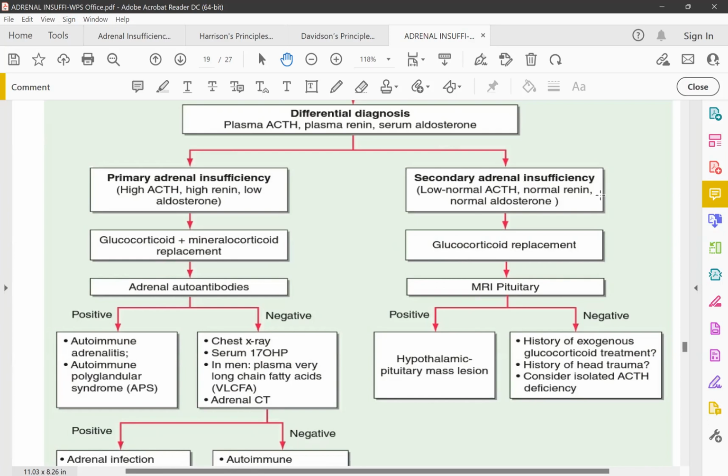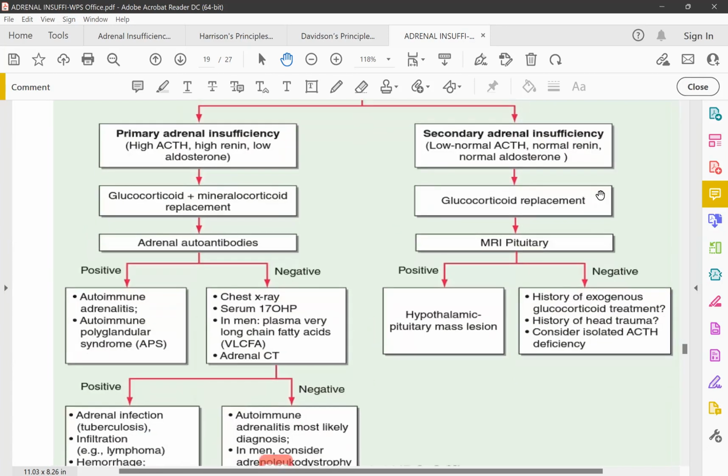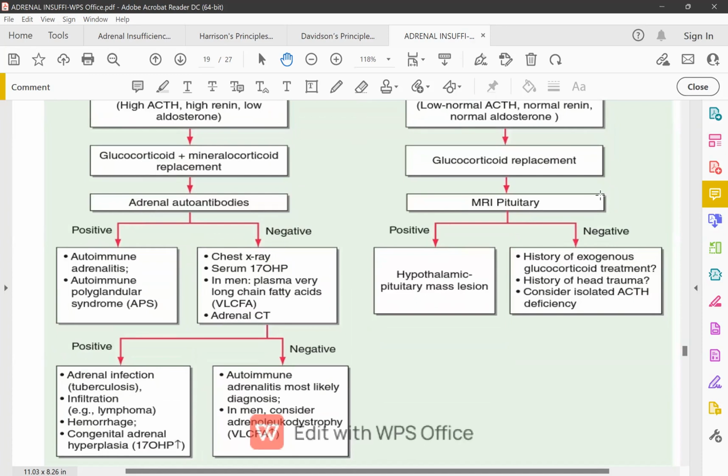If it is autoimmune, antibodies are negative, of course you exclude tuberculosis with a chest X-ray and congenital adrenal hyperplasia with 17-OHP, and then do the very long chain fatty acids in men for a specific condition, that is VLCFA. And then you do an adrenal CT to rule out any infiltrations and mass lesions.